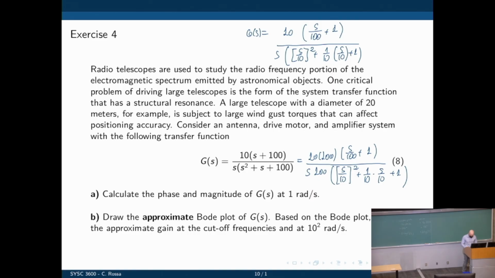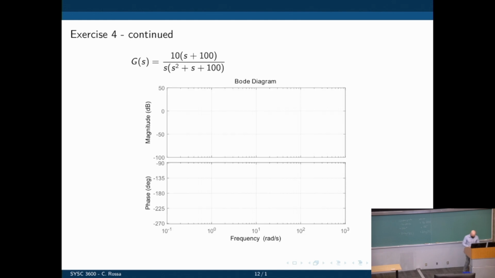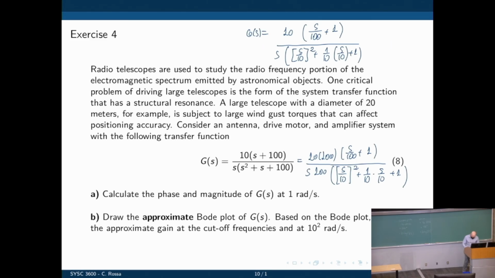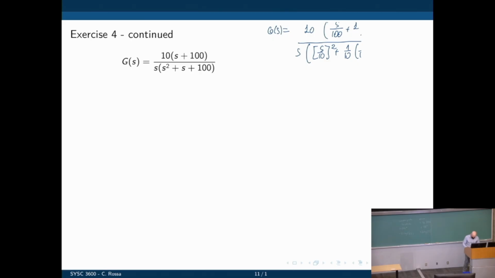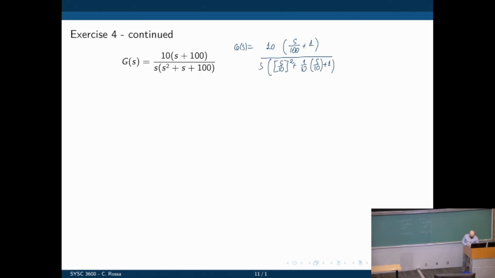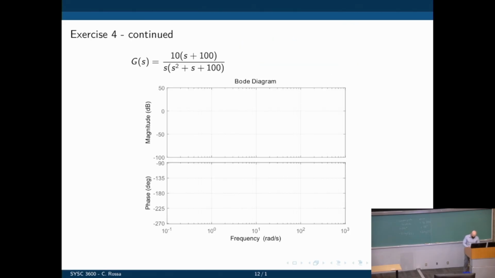Okay. Let's copy this and let's go to the Bode plot. This is not s squared. Sorry, I copied the wrong one here. Okay, there it is. And I pasted in the wrong slide. So 1 second, I'll get there. I'll get it done. Yeah, there it is. Okay, where do we start?